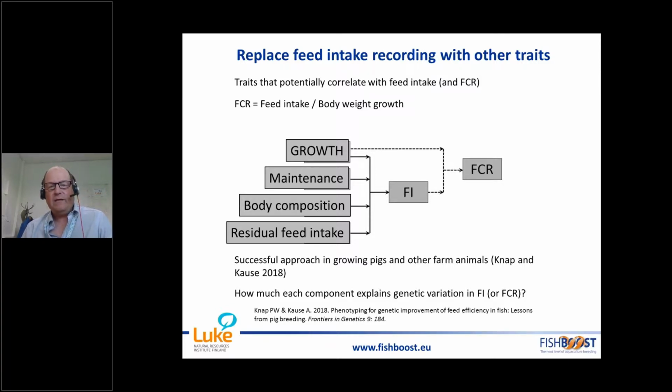And we can in a way summarize this approach by asking how much each of these component traits, growth, maintenance, body composition, explain genetic variation in feed intake or FCR. And of course, if one of those or combinations of those traits explain variation in feed intake and FCR, then we can use them in a breeding program.